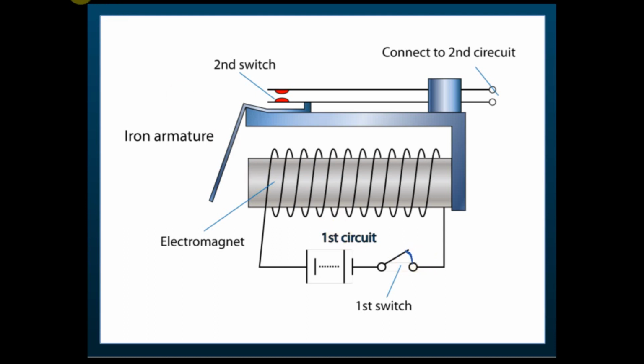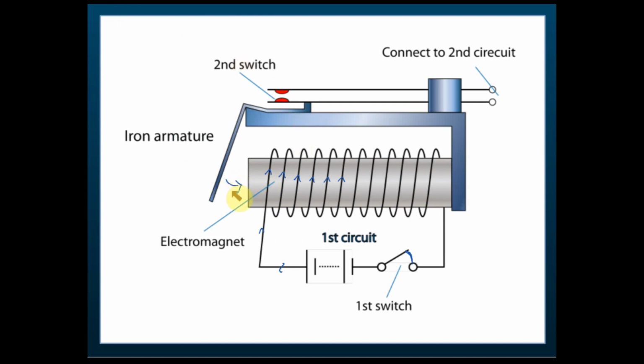Now after we switch this on, there's current flow. Current will flow in this wire here. And when the current flows, this thing will become a magnet. And if it becomes a magnet, it will pull this iron armature.